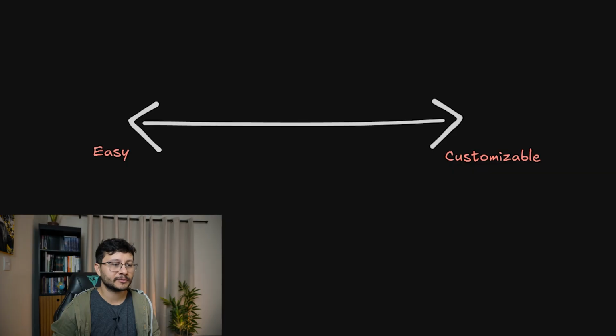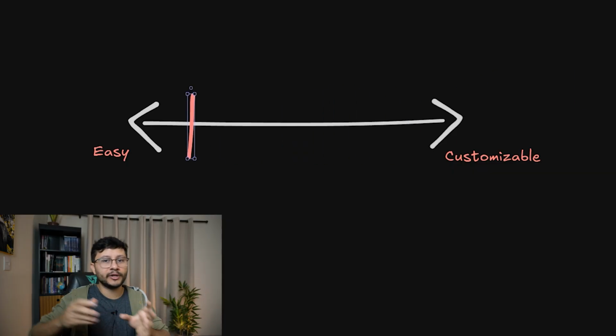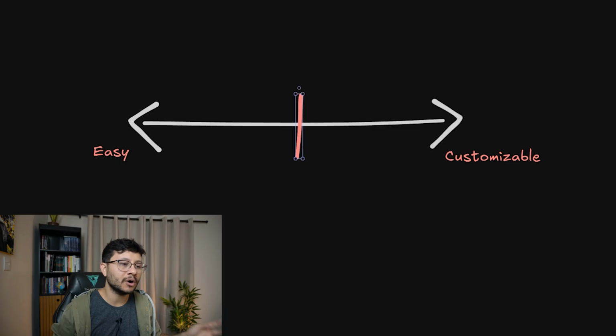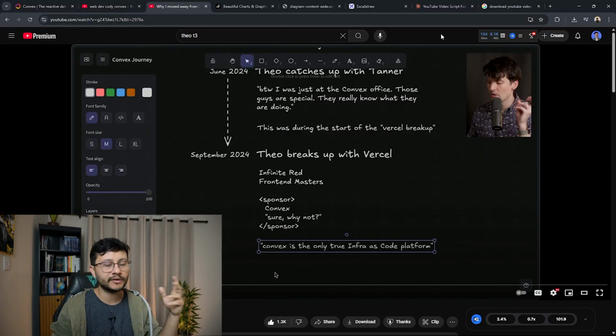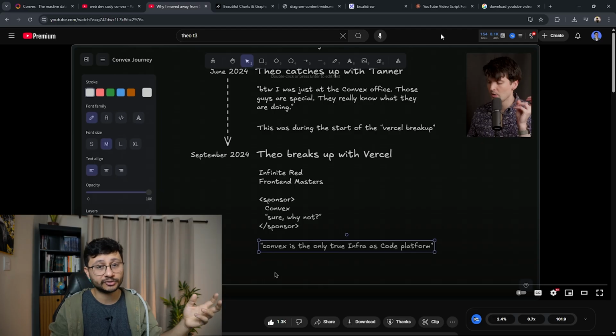Now, from a developer's perspective, the first thing that comes to mind is this chart. The easier it is, the more limited it gets. Limited in terms of what we can build and the lack of control over the infrastructure. But that's exactly what Theo talks about in this extremely interesting overview.